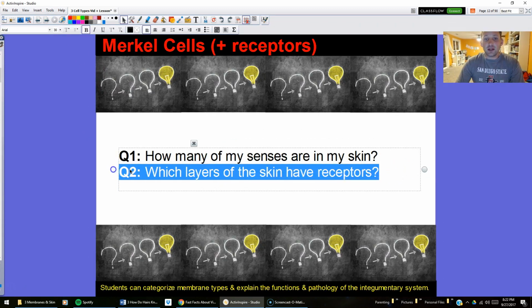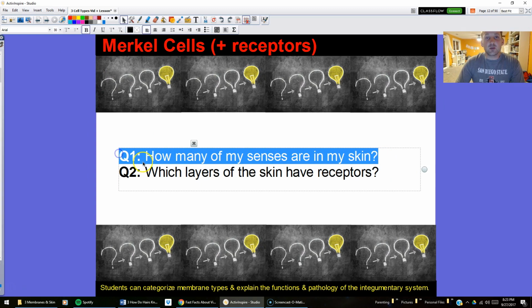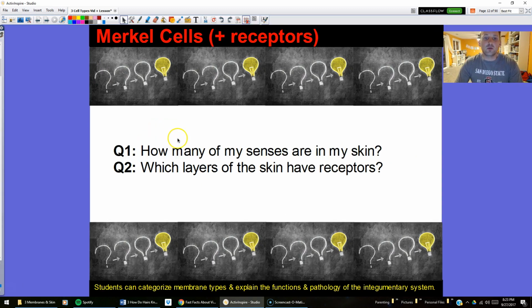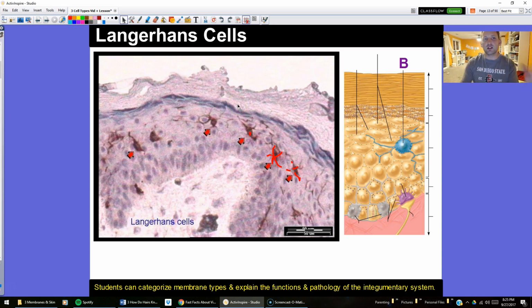So we've talked a little bit about the layers. We've talked about those different senses in which sensory receptors are responsible for each of those types. All right, so we're moving on from Merkel cells, and now we're talking about Langerhans cells. This is the second of the 4 main cell types found in your skin. So Langerhans cells are found in your epidermis. You guys see I've labeled it here, B. This is the second type.